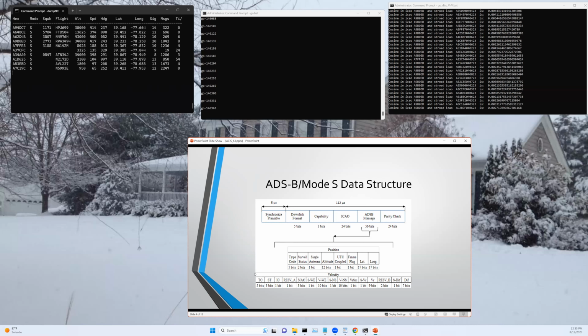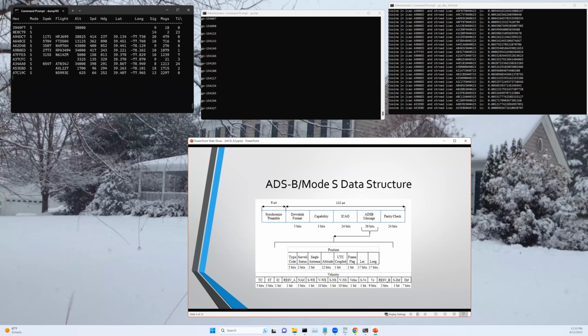So ADS-B transponders broadcast messages using the radar Mode S protocol. Mode S was a successor to the original ATC radar contact system. Mode S addressed overloading that occurred in the radar beacon systems used in air traffic control. Mode S includes selective interrogation that can be directed to a single aircraft rather than to all aircraft.